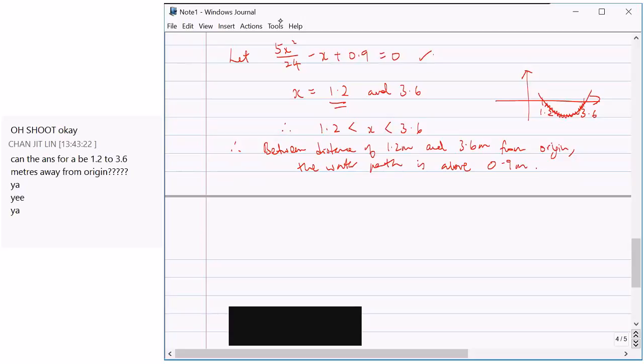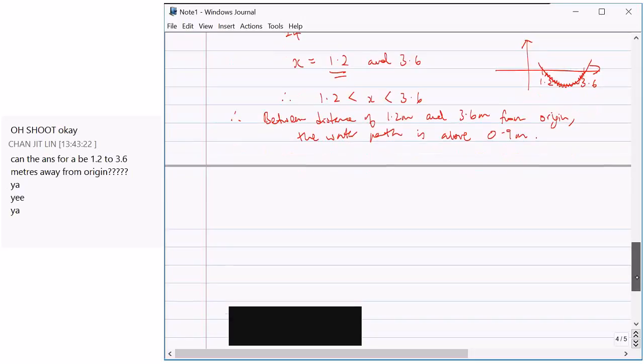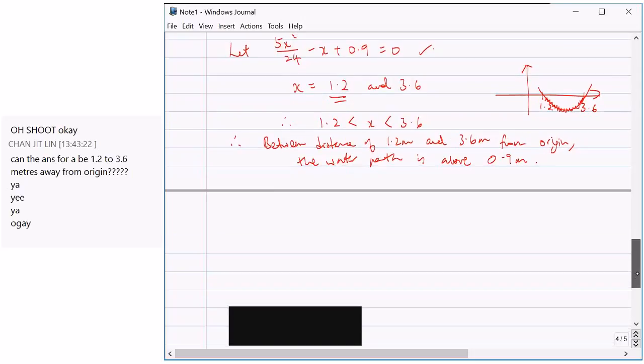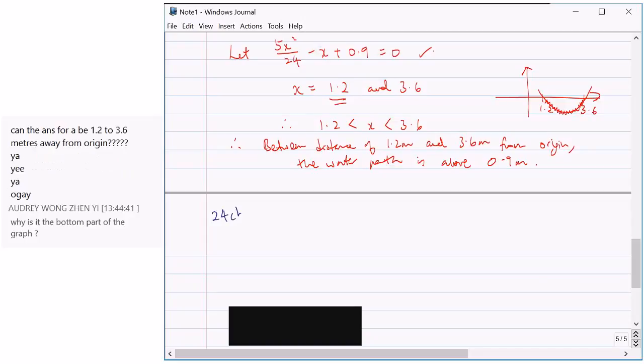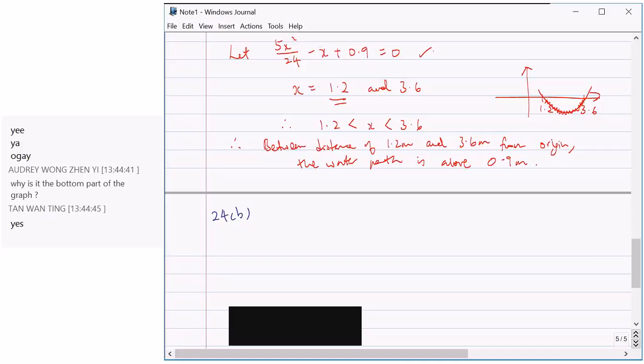Okay? Can I continue to 24b? So 24b, okay, 24b is the slightly tricky one. Why is it the bottom part of the graph?